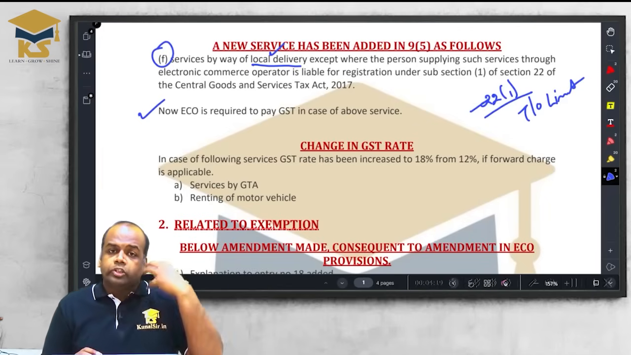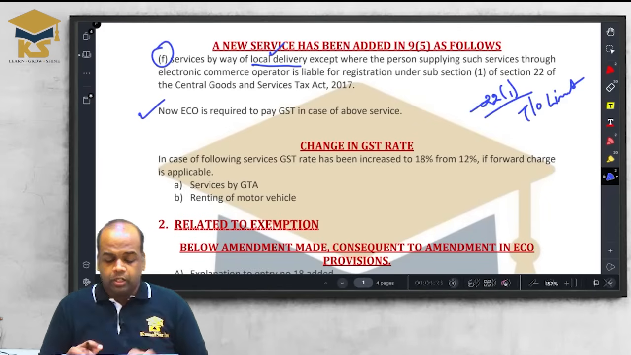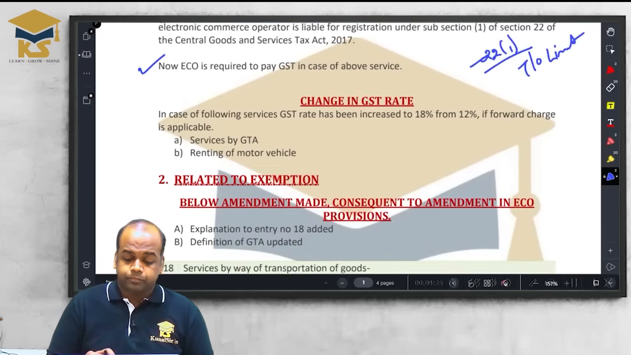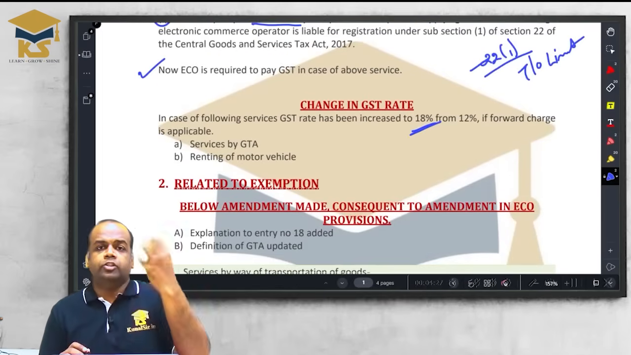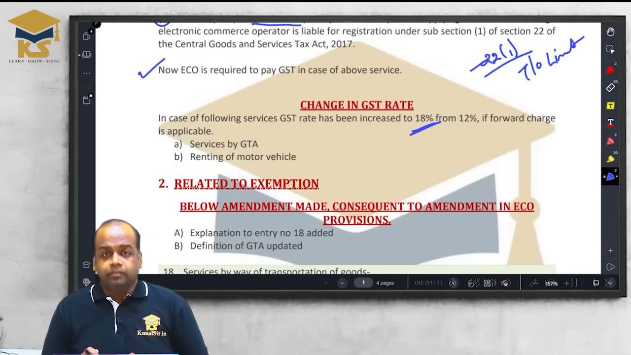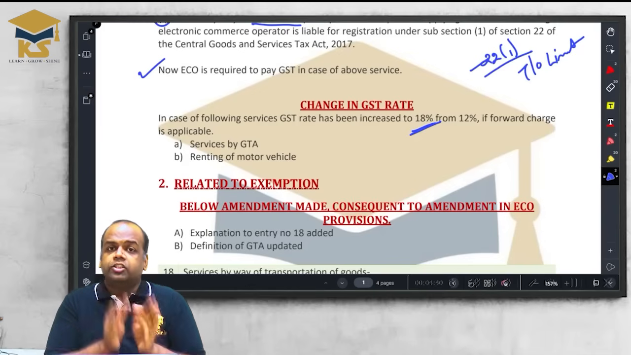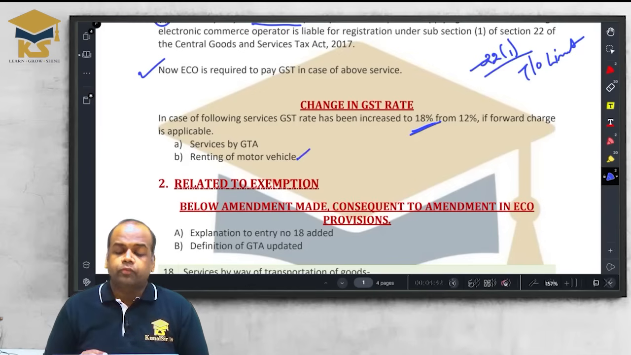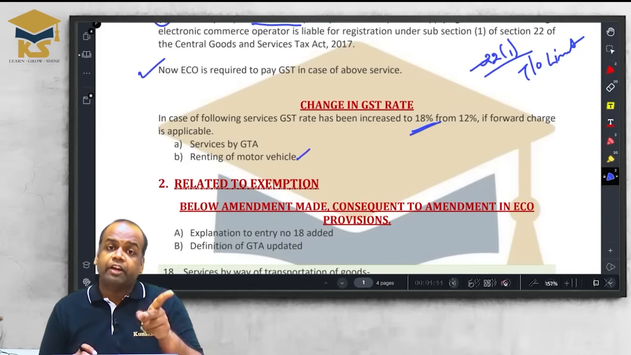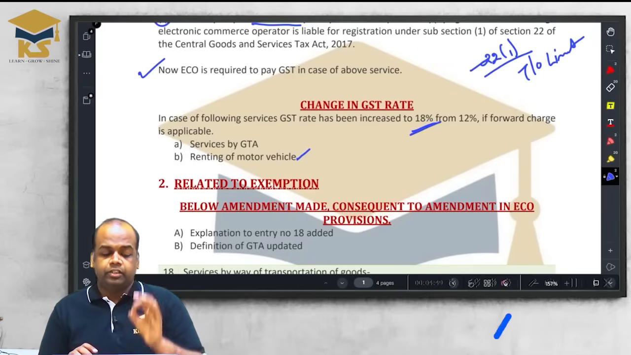So now for services by GTA, if reverse charge, no amendment. If forward charge, the rate becomes 18% instead of 12%. Similar change for renting of motor vehicle. If a person was charging GST at the rate of 12% on renting of motor vehicle, now instead of 12% there are 2 options, 5% and 18%. So this is the change in GST rate.